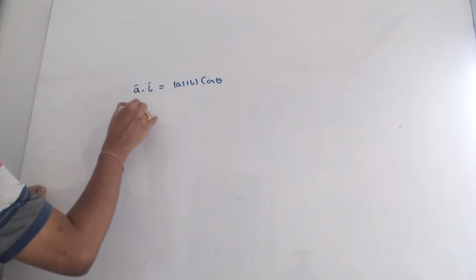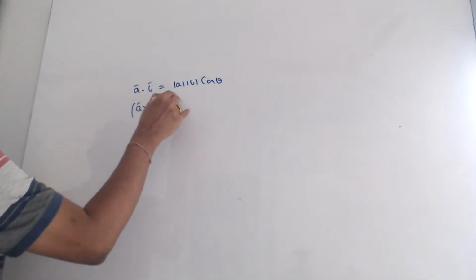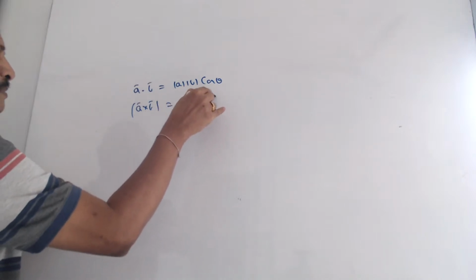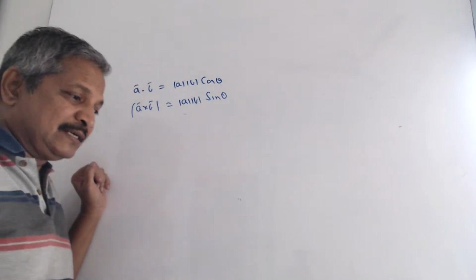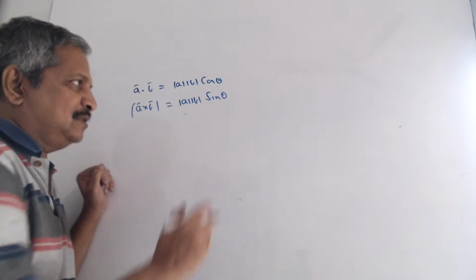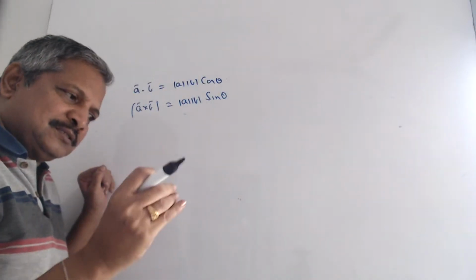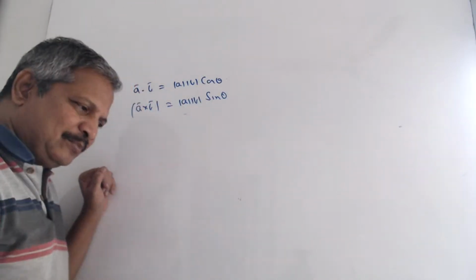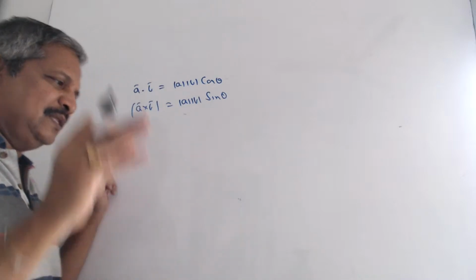Whereas A bar cross B bar is equal to mod A, mod B sin theta. This is called vector product or cross product. Next point.